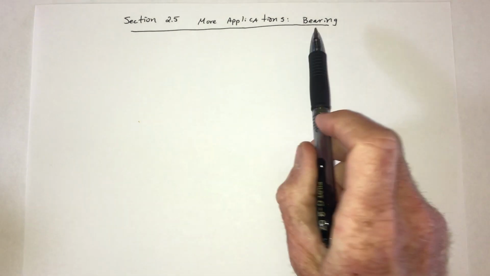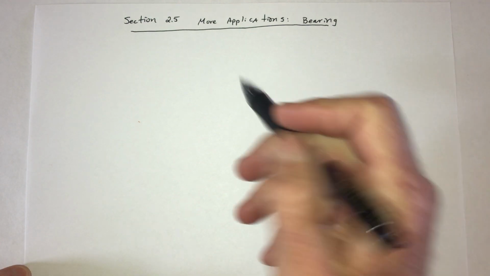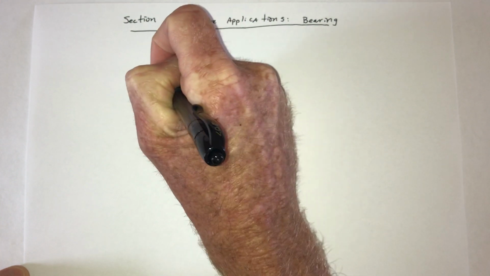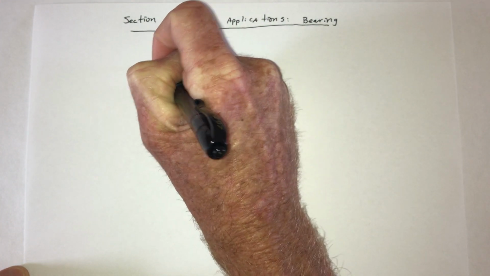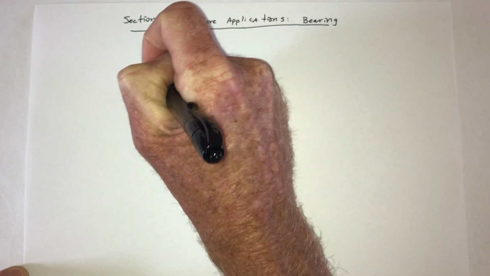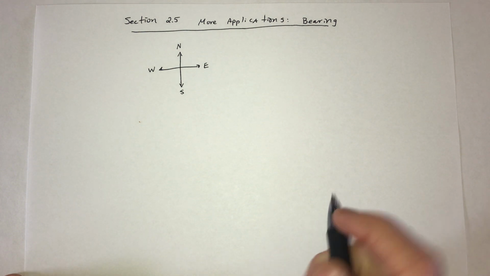So when you have something like a ship or an airplane, the direction they're going is known as the bearing. So if you look at the directions, there's north and south, there's east and west. Now there's two main ways that bearing is described.